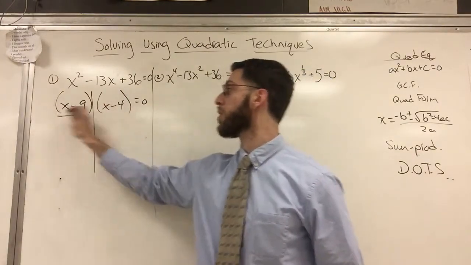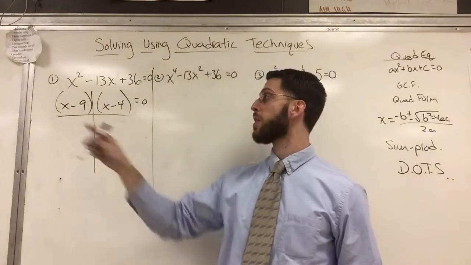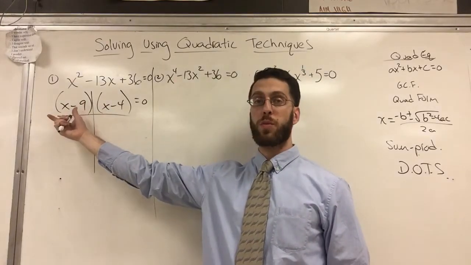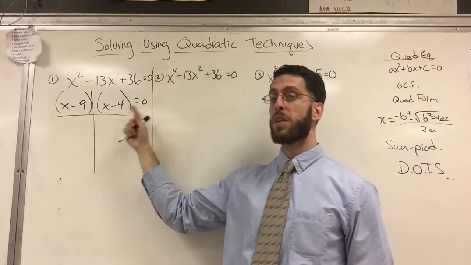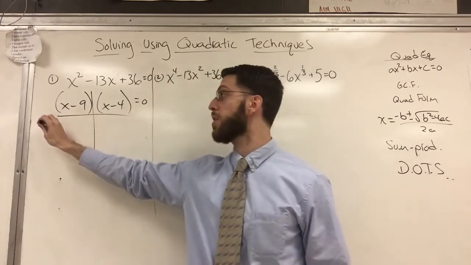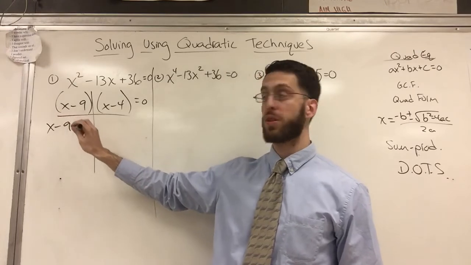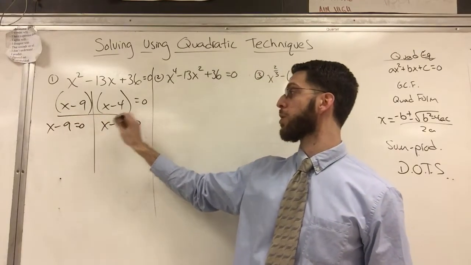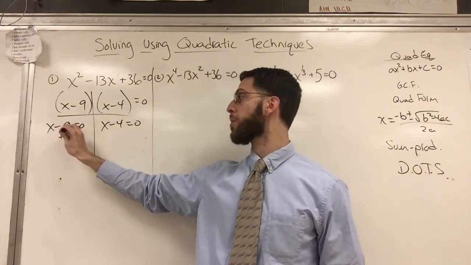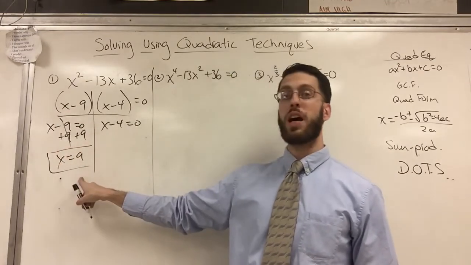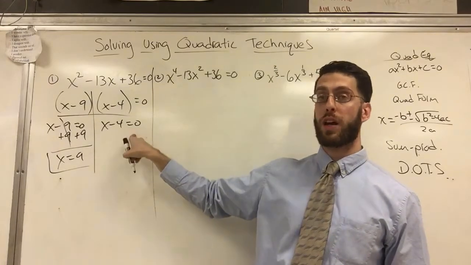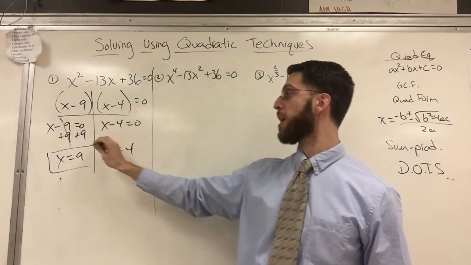And then we do something called the t-chart, because if this term times this term multiply to give me 0, by the zero product property, either the first term equals 0 or the second term equals 0. And then it's a one-step equation, so I'm going to add 9 to both sides, and I get my solution, 9. Alright, add 4 to both sides, and I'll get my solution of positive 4.